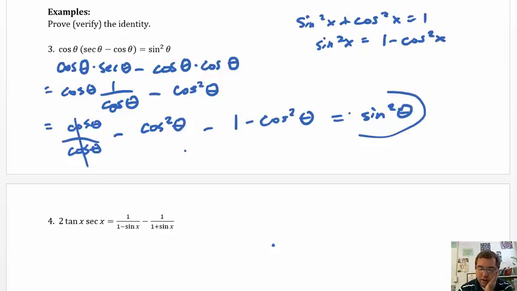Hey, look, that matches what I was told it should be equal to. So now I have proven that that identity is true. So that's my goal every time. Start with one of the sides, manipulate it to get to the other side. And then I've shown that it's true.